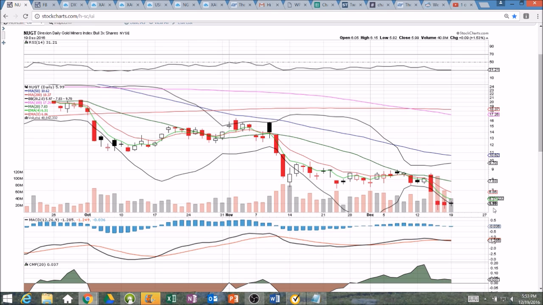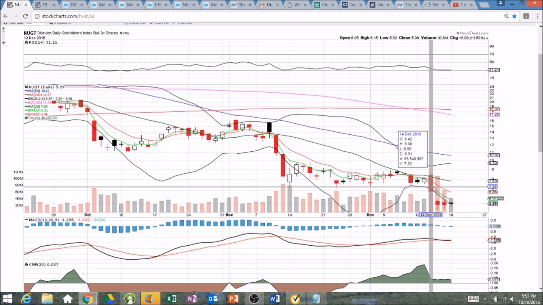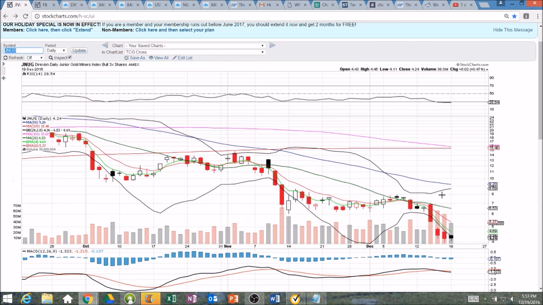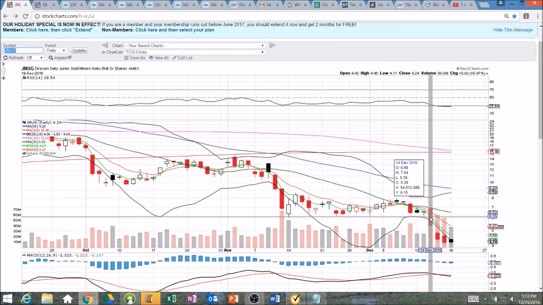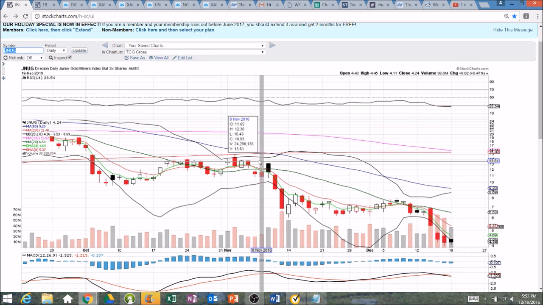Inside candlestick on the daily time frame to watch tomorrow. A gap to fill at 690. JNUG's gap to fill is up at 535. Inside candlestick for JNUG as well.